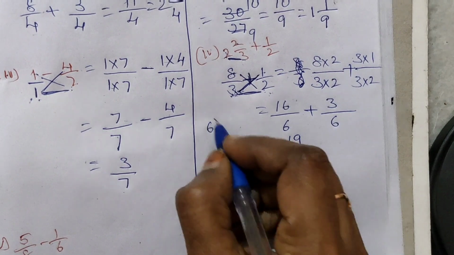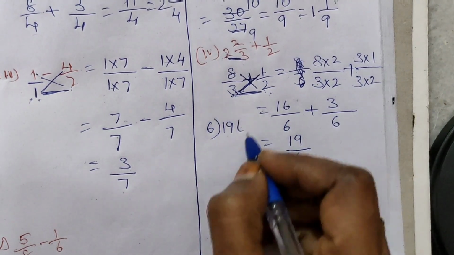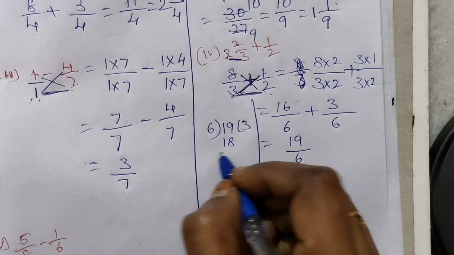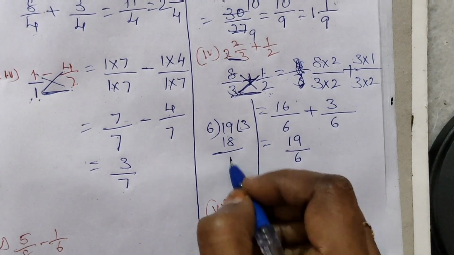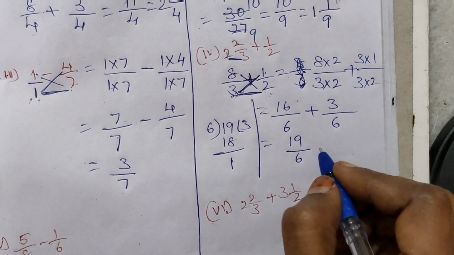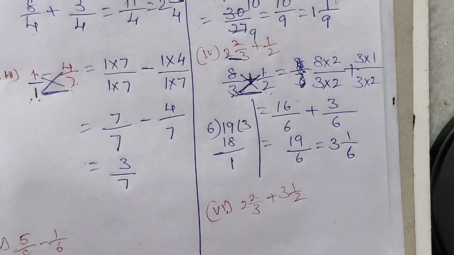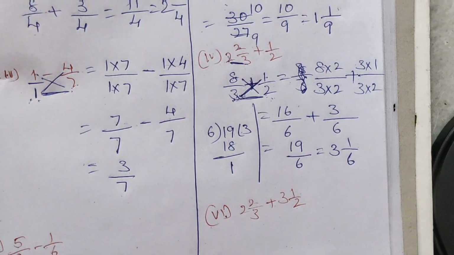Now, I will do division. 6 is 19. 6 3 is 18. 9 minus 8, how much? 1. So, this can be written as 3, 1 by 6. 3, 1 by 6 is the mixed fraction of 2, 2 by 3 plus 1 by 2.